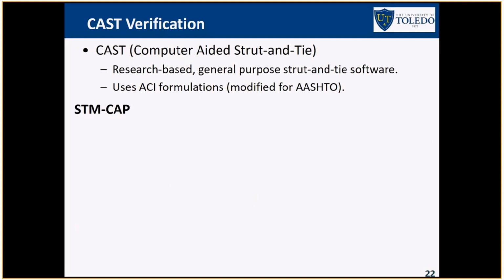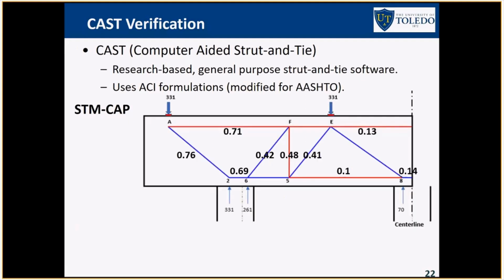For verification purposes, we selected bridge Pier caps and modeled them in STM-CAP, and we found a utilization ratio. Then we modeled the same bridge Pier cap in CAST also to find the utilization ratio, and in CAST we found almost the same utilization ratio. We did this process for 8 bridge Pier caps and found very accurate results.